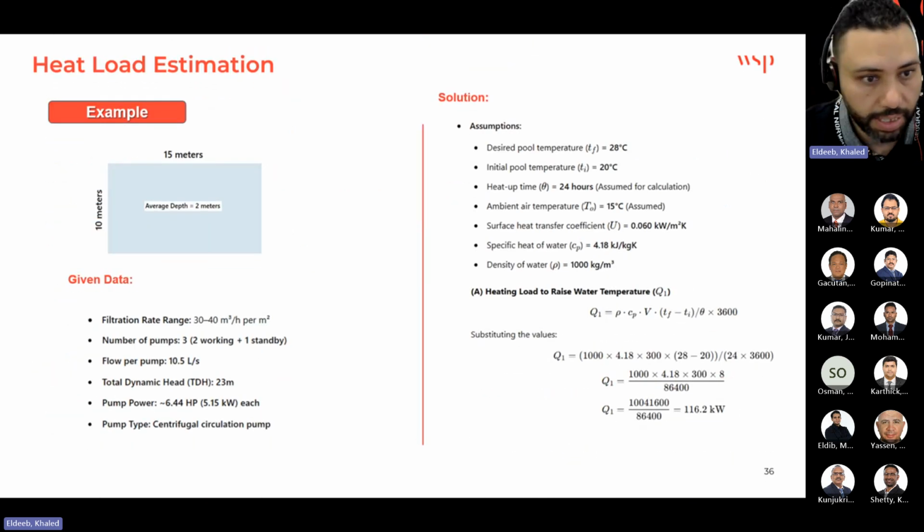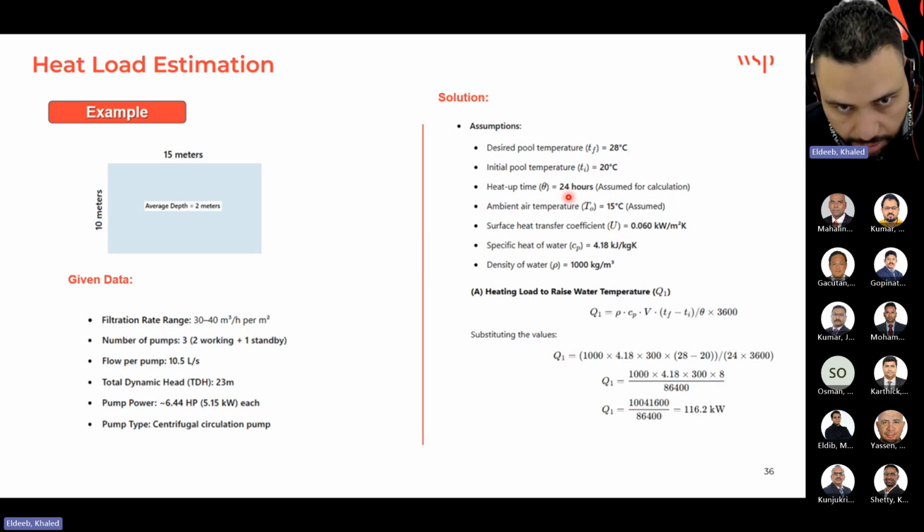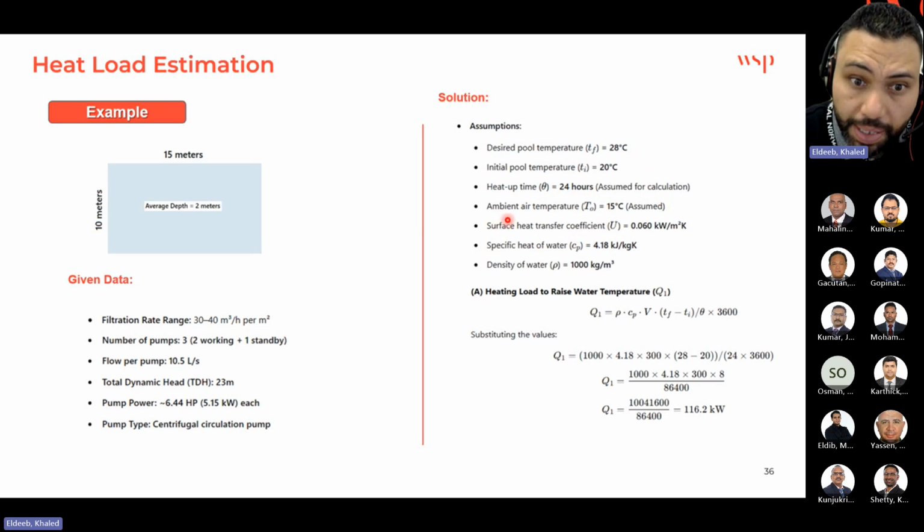If we see our famous example here, we have considered the initial pool temperature 20, and we need to reach 28. 28 is the optimal one that we need to consider. Higher than this, you will not feel comfortable in the pool. And we consider here 24 hours to heat up the pool, and the ambient air temperature 15 degrees in the winter, and use this heat transfer coefficient 0.06.